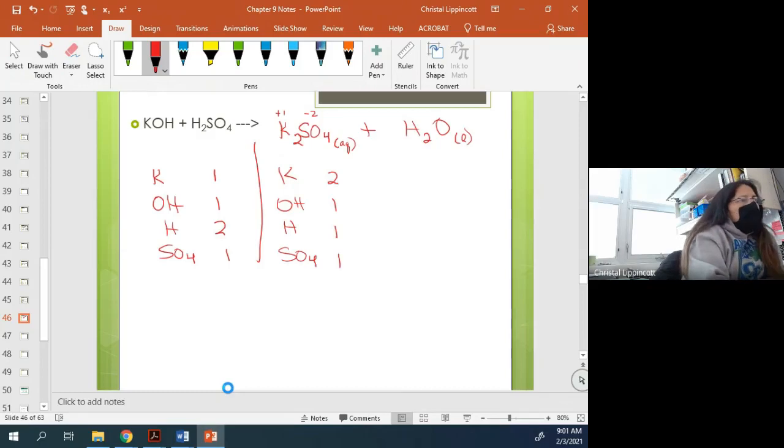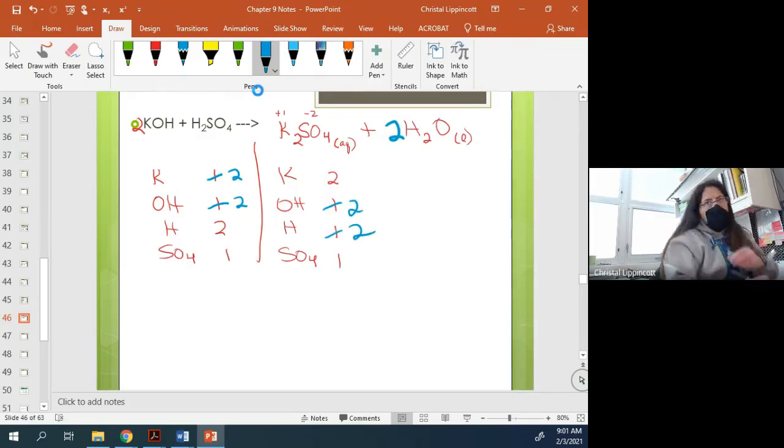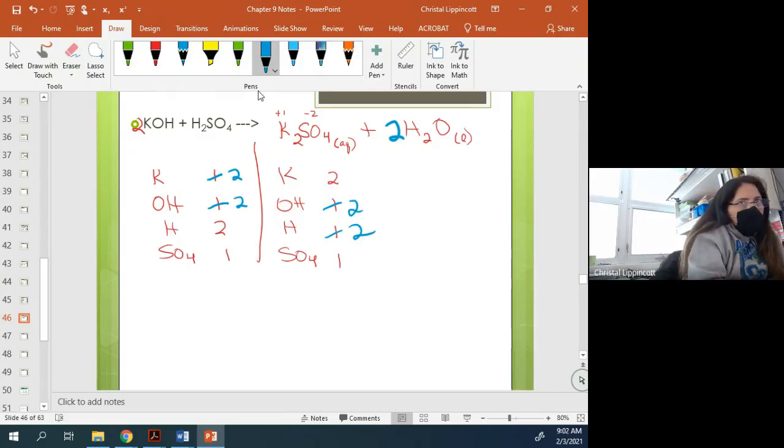All right? So over here, I have 2 potassiums. I need to get 2 potassiums over here, which means that that potassium is now going to be a 2 and the OH is going to be a 2. Then on this side, I need to get my H's to a 2 and my OH's to a 2. So if I put a 2 there, that takes those up and that gets that balanced. All right, makes sense? Everybody good? We're just swapping partners.